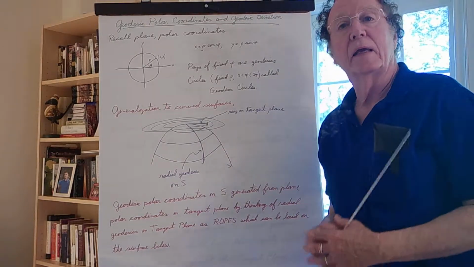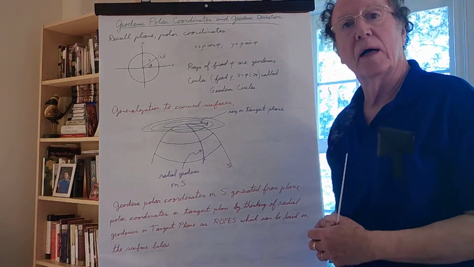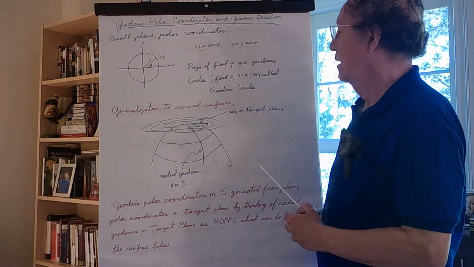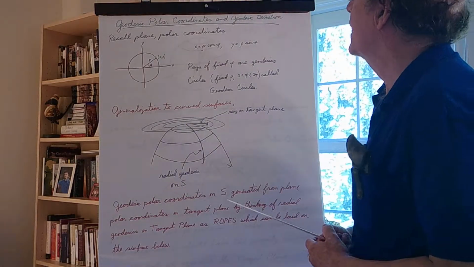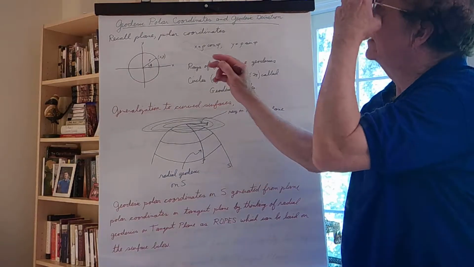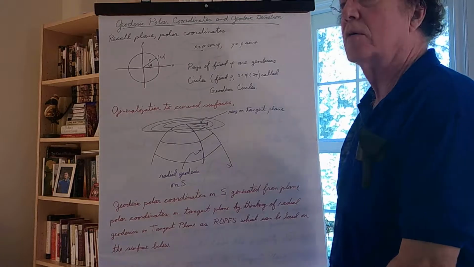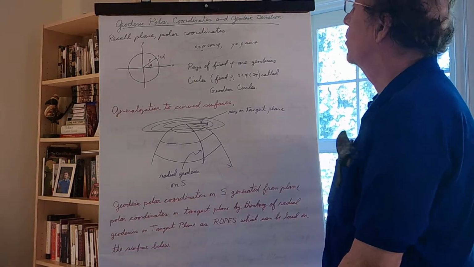So we want to start thinking about geodesics more, and the distances between geodesics as they move along a surface. Okay, so the first thing we want to do is to generalize polar coordinates to a general surface. These are called Gaussian polar coordinates.